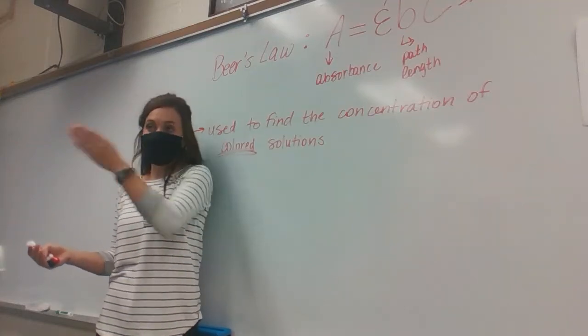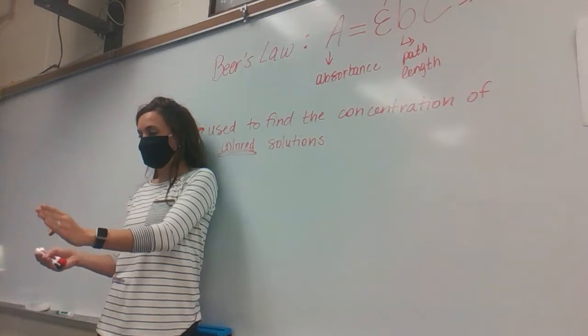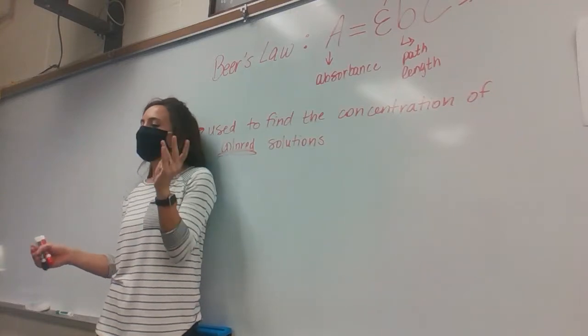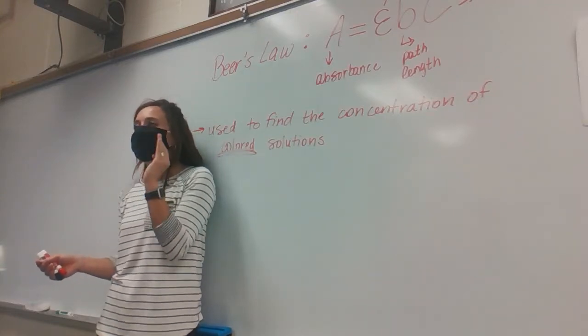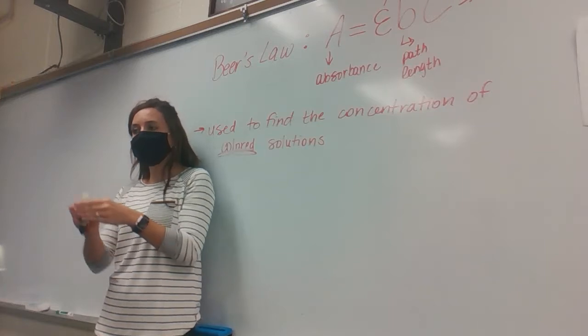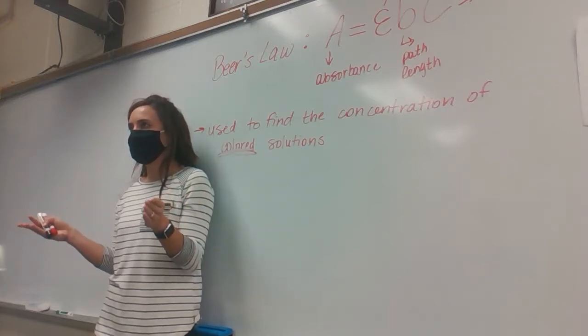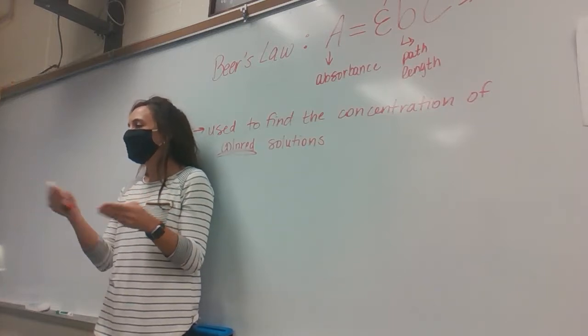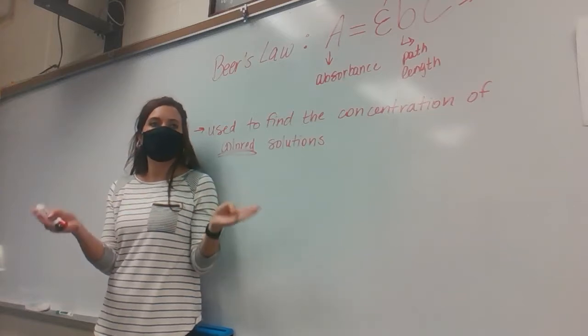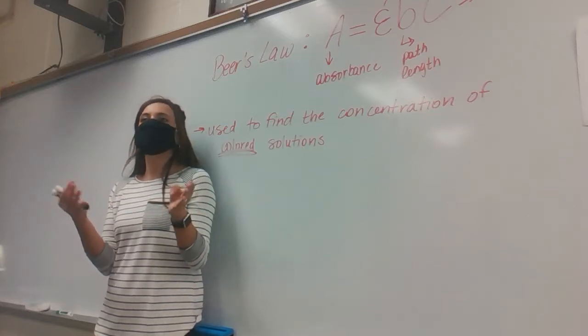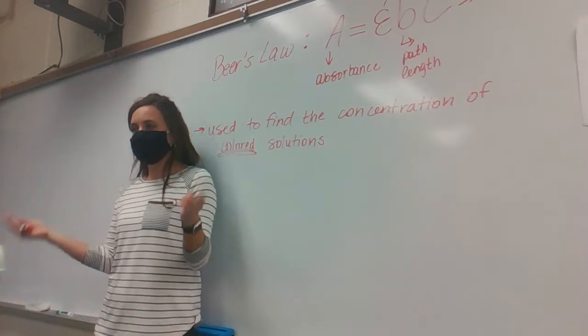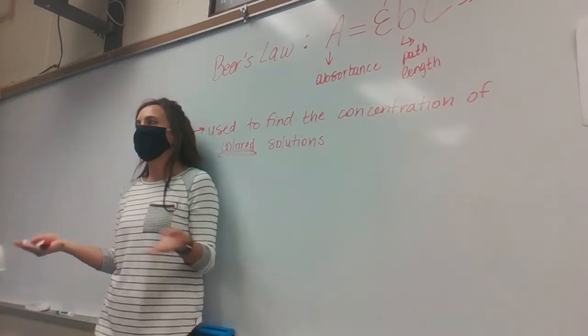Okay? Then, this is something you need to know about light. If you've had physics, this is review for you. White light is all of the colors of light mixed together. This is why if you shine sunlight through a prism, you see a rainbow. Because white light is red, orange, yellow, green, blue, and violet, all mixed together in equal amounts.